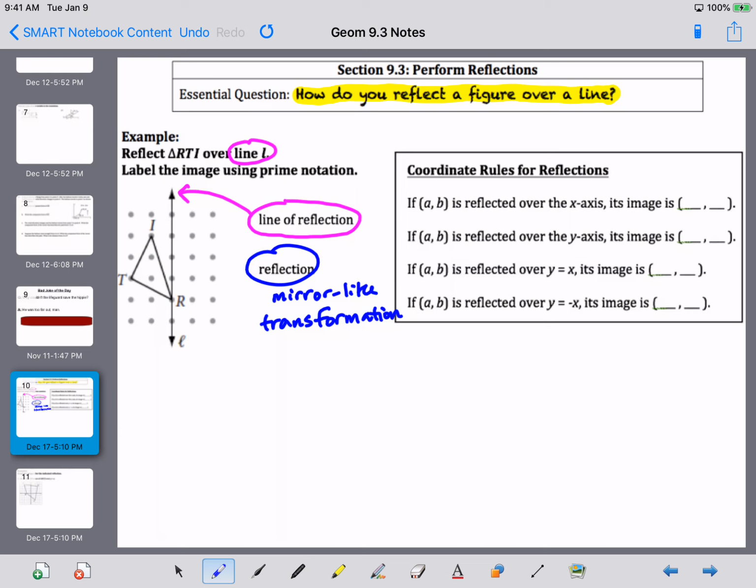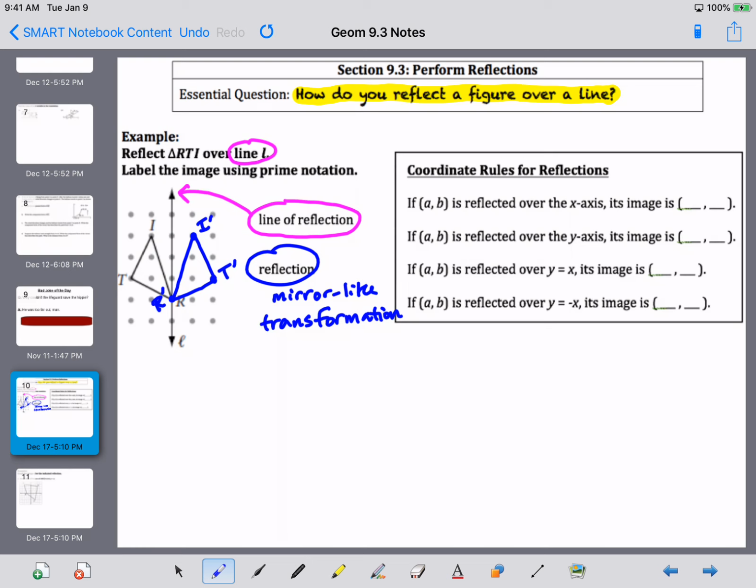So if we reflect I from 1 unit to the left of this line, I prime is going to be 1 unit to the right. R is actually going to be in the same place as R prime because it's on the line of reflection. And then T is 2 units to the left, and then it's going to be reflected over here, T prime, and we just connect those 3 segments. So triangle R prime, T prime, I prime is the reflection of triangle RTI.